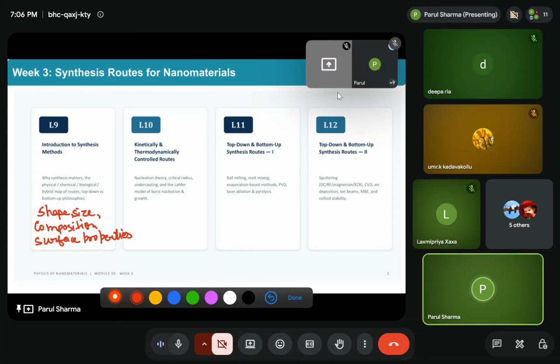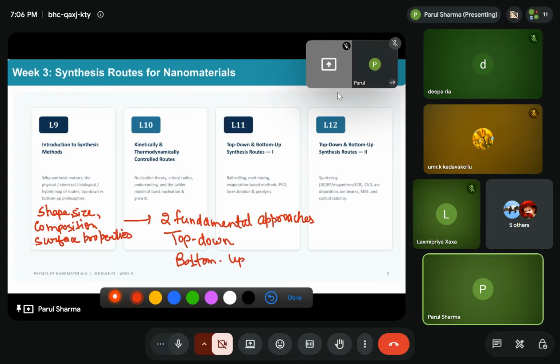So there are two fundamental approaches. One is top down and the other one is bottom up. So what will happen in the top down approach?